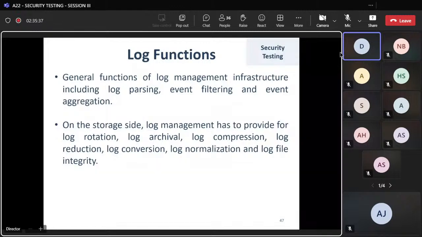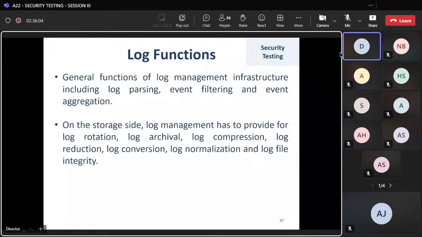If you are very specific to analyze a particular event, you can provide the event ID so that only those events will be filtered and made available so that you can perform the analysis. And event aggregation from various devices, not only from a single device, different devices you can correlate and aggregate for a particular event, and you can perform the analysis.